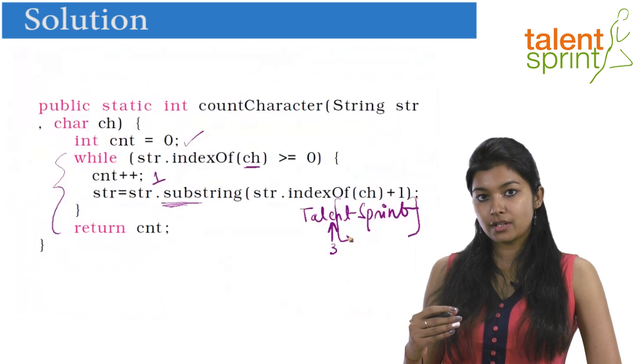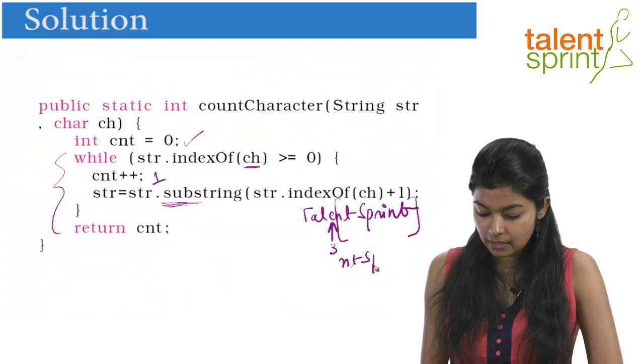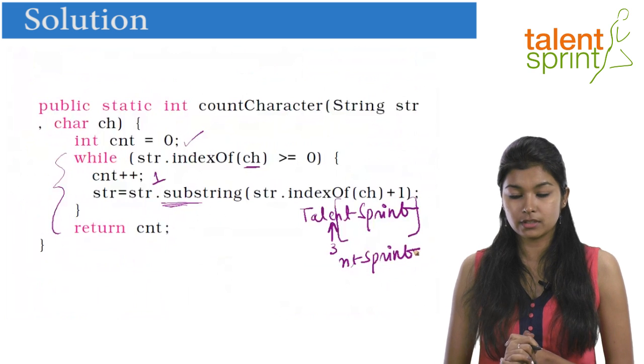So for the next iteration, our string will change to N, T, the rest of TalentSprint. I hope you understood this.